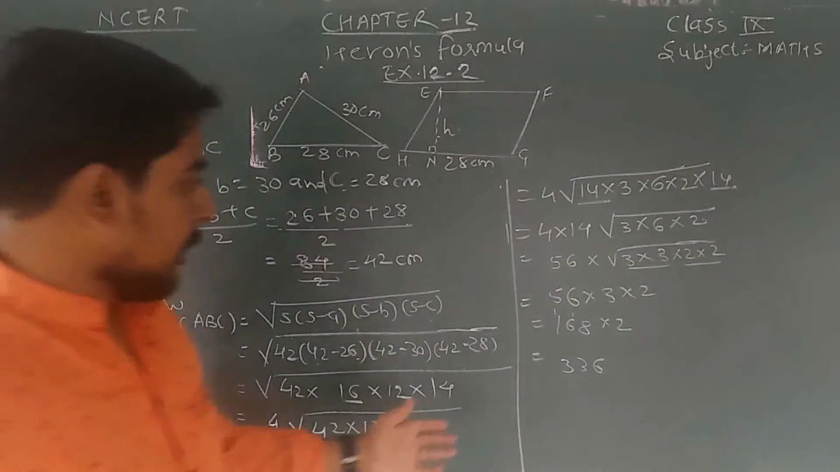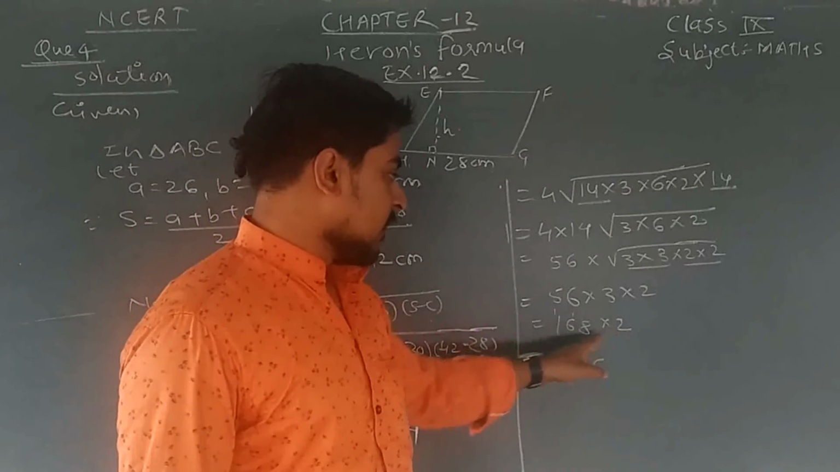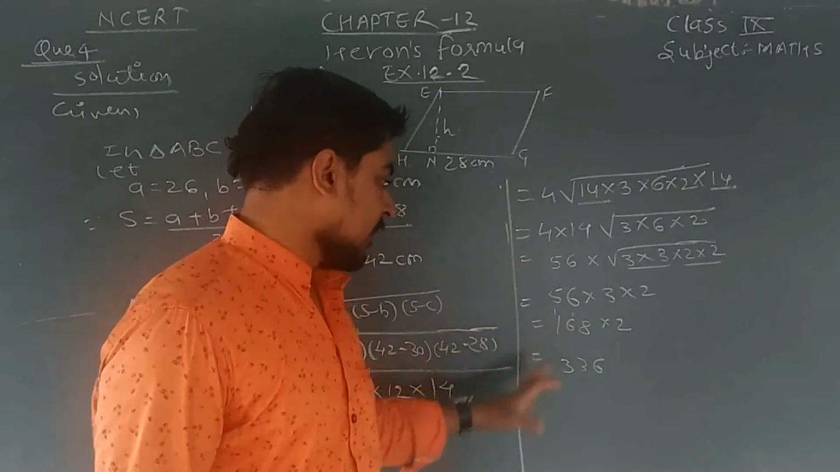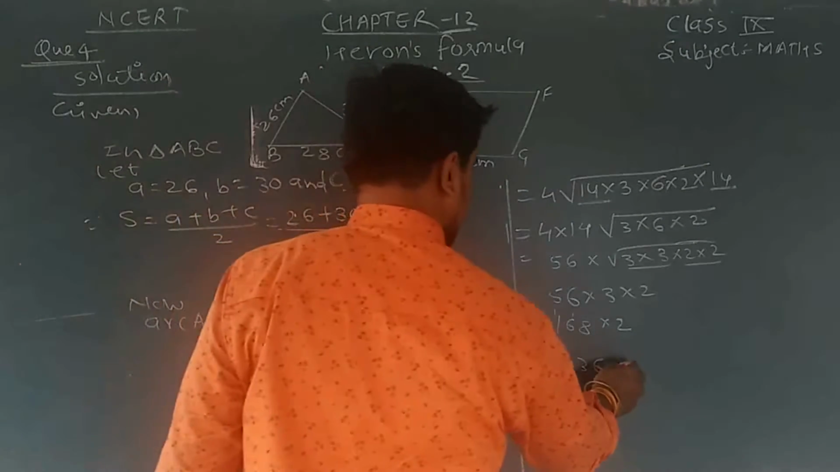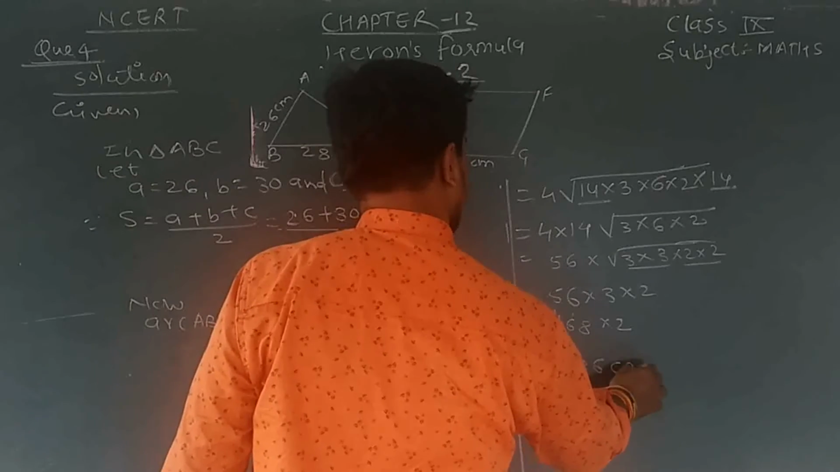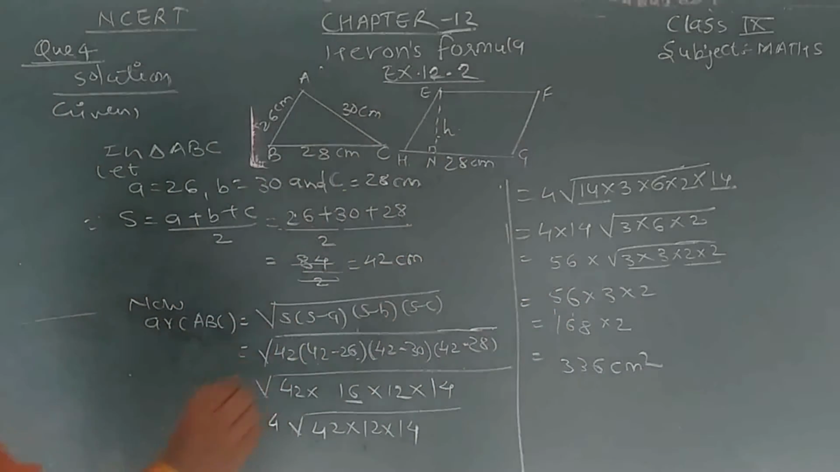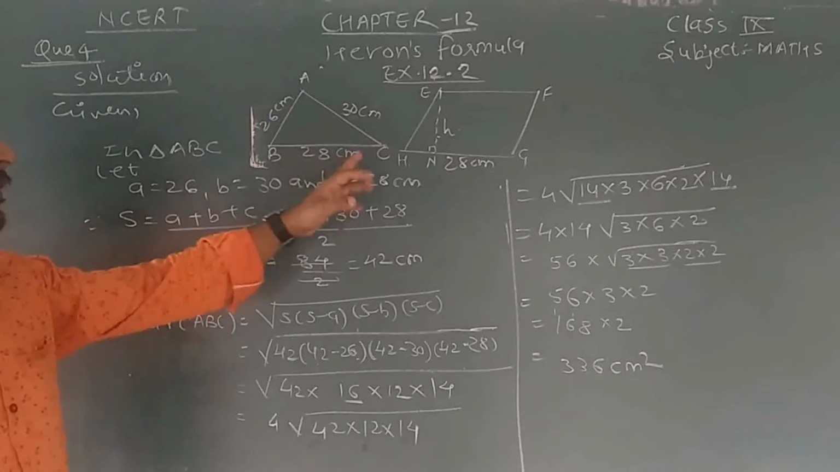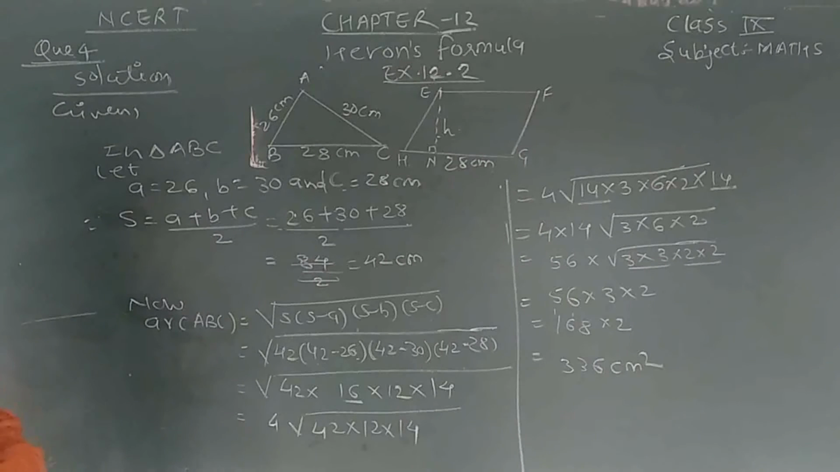So the answer is 336 centimeter square. What is this? This is the area of the triangle ABC. But actually the question says that the area of triangle ABC and the area of parallelogram EFGH are the same. Then we have to calculate the height of the parallelogram.